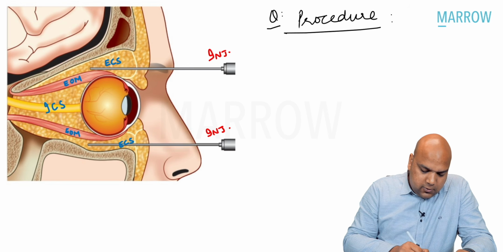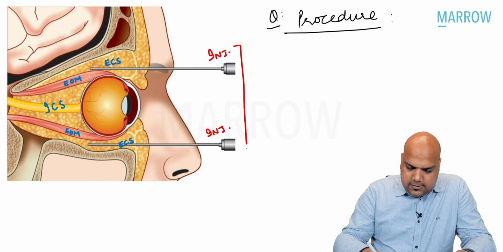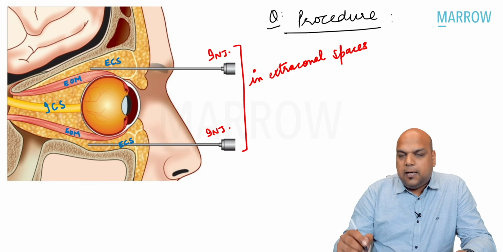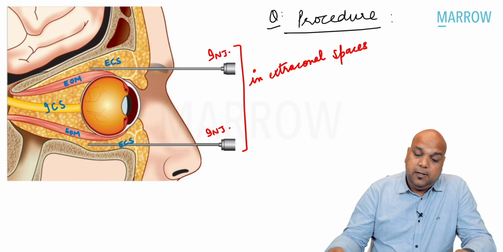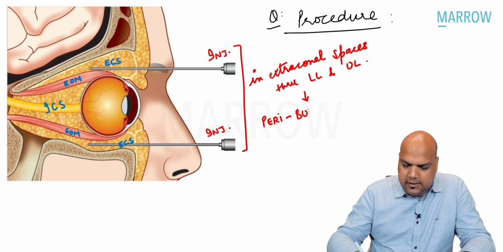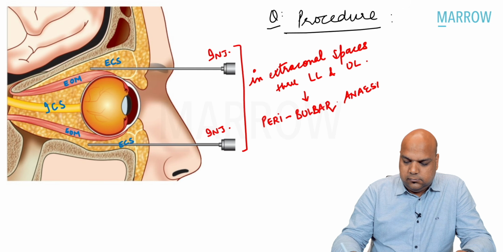Yes. So in this image, if I can simplify it, the injections are being given in extraconal space. If the injections are being given in extraconal space, and they are being given through both the lower lid and upper lid, that means we must be talking about peribulbar anesthesia. Am I clear about this?